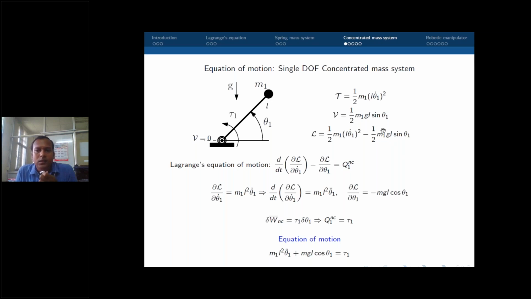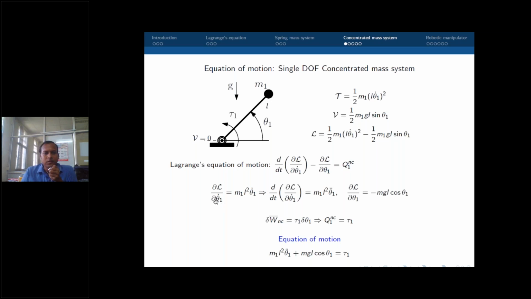This will be m1, the mass, times g, and what is the height from the hinge point? Vertical height is L sine theta 1. So we have chosen here the zero potential energy line as the horizontal line passing through the hinge point, that is the V0 point. From this V0 point, the height of the mass is given by L sine theta 1. So it will be m1 g L sine theta 1. This half will not be there. Then the Lagrangian is defined as T minus V. So kinetic energy is given there, and potential energy. Remember that this half will not be there in the potential energy. That has to be corrected.